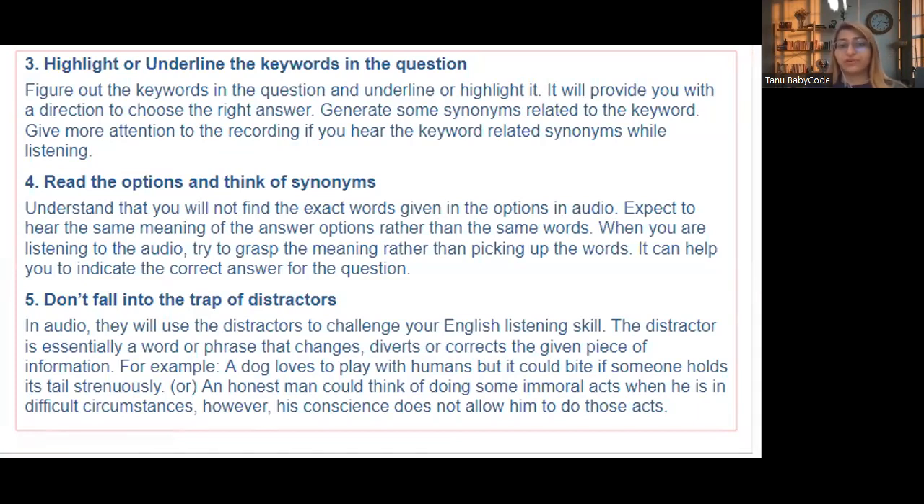Don't fall into the trap of distractors. In audio, they will use distractors to challenge your skills. So that you know what a distractor is, we have already covered the session on distractors, right?